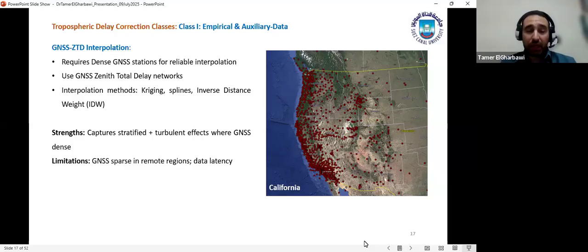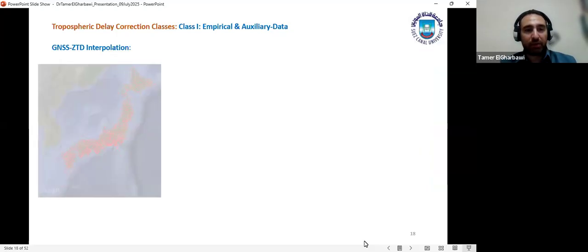The strength of this method is that it is very accurate. It can really capture the stratified and the turbulent effect if it's dense enough. The main problem is the sparsity of the GNSS. If we look here at California, on the West Coast, we have very dense GNSS observations, but in the middle of the USA, it becomes very sparse. So the accuracy of this kind of correction mainly depends on the density of the available GNSS observations.